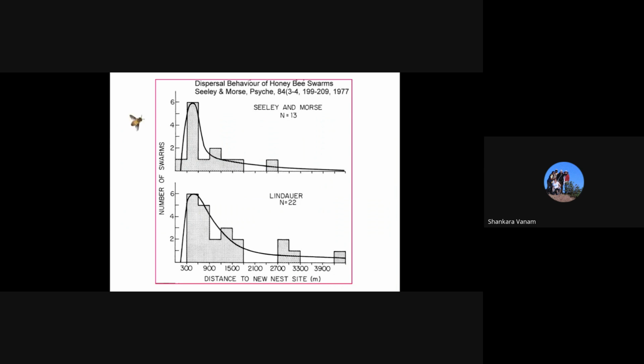Usually, I explained this earlier. After swarming, the bees tend to settle and search for the new hive location in nearby locations, and most of the swarms were located within 300 to 1,500 meters.